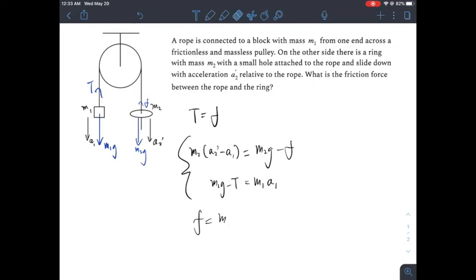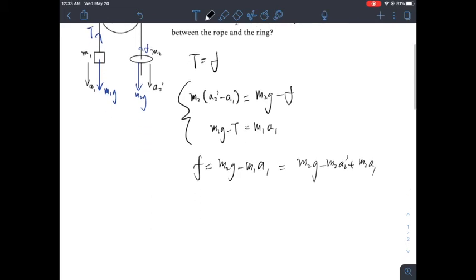Then we know F will be equal to M2G minus M1 A1. It's also equal to M2G minus M2 A2 prime plus M2 A1. So then we can try to solve for A1. What is A1 then? We can move all the M2 A2 prime to the left and all the A1 to the right.